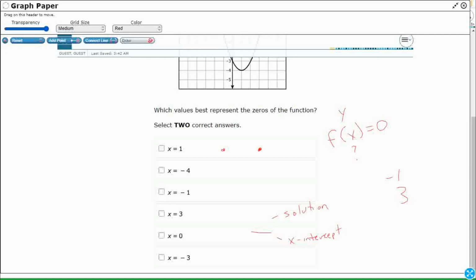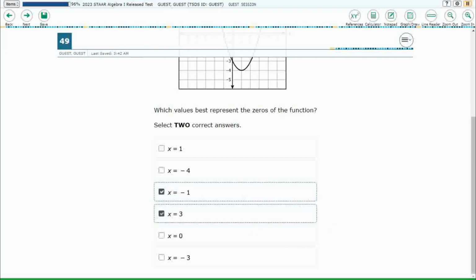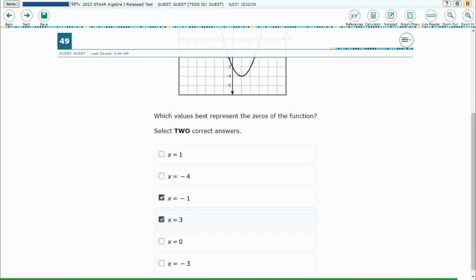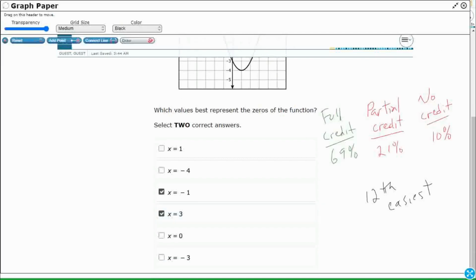So there we go. I've got 6 possible choices, right? But I'm going to choose those 2 right there. -1 and 3. Let's see how we did across the state of Texas. So this did fall on the easier side. This was the 12th easiest. Full credit got almost 70%. If you would put that together with the partial credit, that's 90% who got at least 1 point on this.